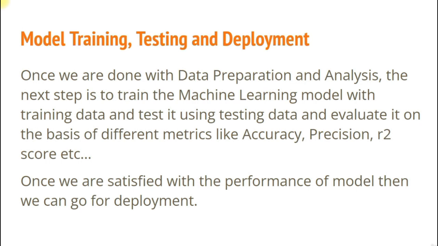We have different metrics to evaluate the performance of our model. Generally we use precision, accuracy, recall, all that for a classification use case, and R2 score, mean absolute error or mean squared error for a regression problem. So based on these metrics, we evaluate the results and understand whether the machine learning model is performing satisfactorily or not. Once we are satisfied with the performance of the model, then we can go for the deployment.